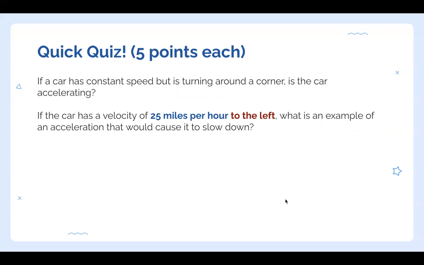And now for our second quick quiz. Again, we have two questions here. The first one is, if a car has constant speed but is turning around a corner, is the car accelerating? And the second one, if the car has a velocity of 25 miles per hour to the left, what is an example of an acceleration that would cause it to slow down? So if you know the answers, again, just private chat one of the volunteers.